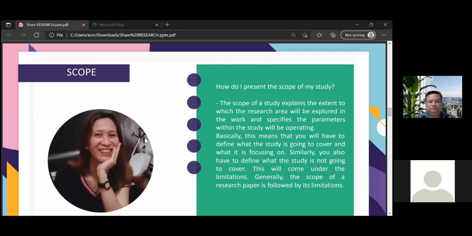Basically, this means that you will have to define what the study is going to cover and what it is focusing on. Similarly, you also have to define what the study is not going to cover. This will come under the limitations. Generally, the scope of a research paper is followed by its limitations. As a researcher, you have to be careful when you define your scope or area of focus. Remember that if you broaden the scope too much, you might not be able to do justice to the work, or it might take a very long time to complete. We also must consider the feasibility of your work before you write down the scope. Again, if the scope is too narrow, the findings might not be generalizable.